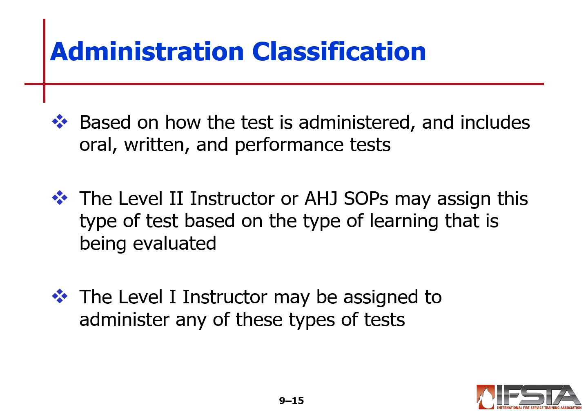Administration classification is based on how the test is administered and includes oral, written, and performance tests. The Level 2 instructor or the authority having jurisdiction's SOPs may assign this type of test based on the type of learning that is being evaluated. The Level 1 instructor may be assigned to administer any of these types of tests.